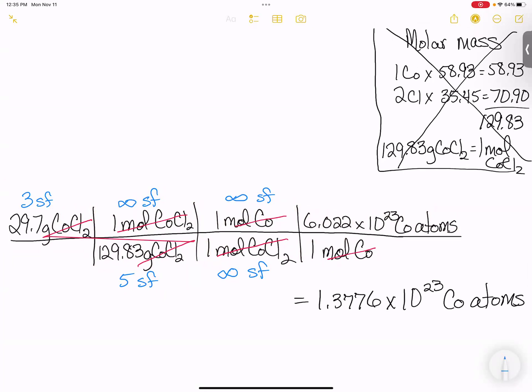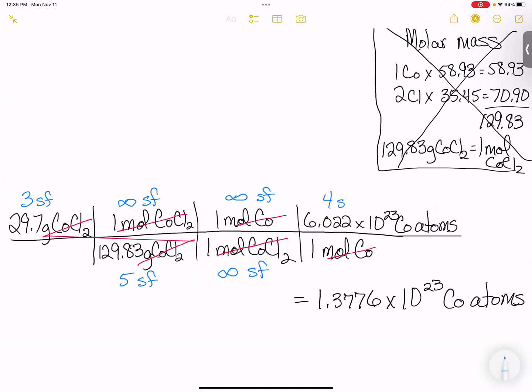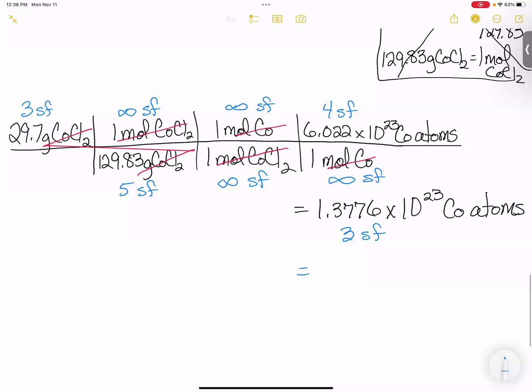And then we were down to Avogadro's number. There are 4 significant digits in the top, and the mole portion of Avogadro's number is an infinite number of significant digits. Looking at this, the one with the fewest had 3 significant digits, so our answer needs to only have 3 significant digits. So you would report this as 1.38 times 10 to the 23rd cobalt atoms.